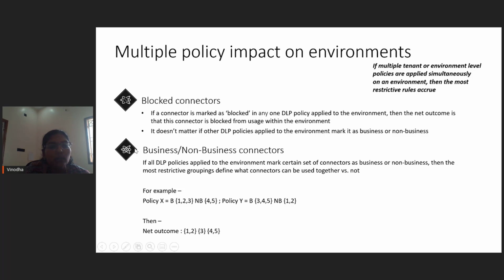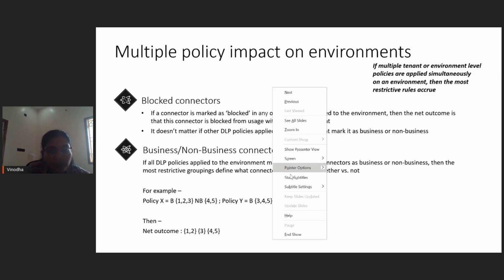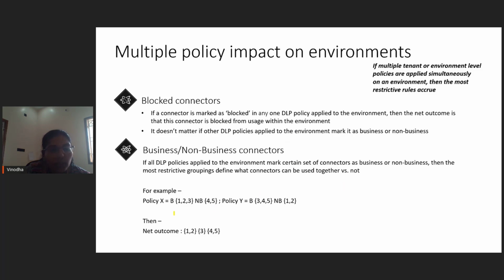When you come to business and non-business connectors, it's very tricky to compute this, but I will explain with an example. Here I have two DLP policies, policy X and policy Y. In policy X, in the business data group, I have connectors 1, 2, 3. In non-business, I have connectors 4 and 5. And in policy Y, in business, I have connectors 3, 4, 5. In non-business, I have connectors 1 and 2.